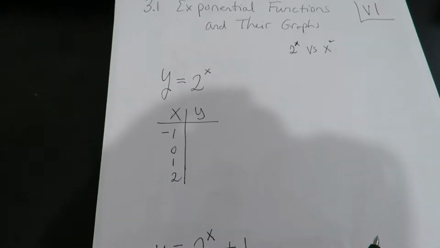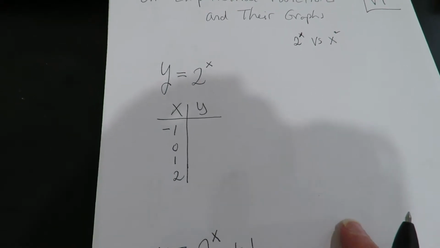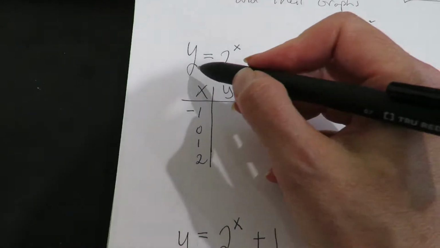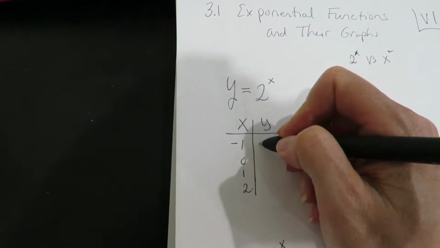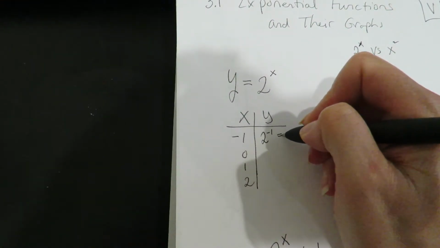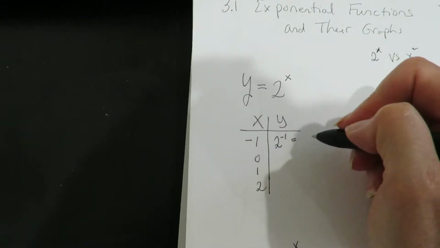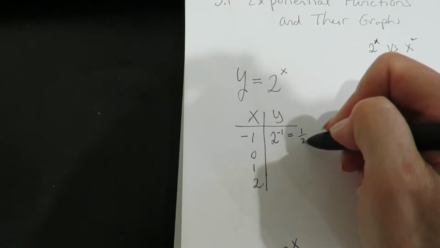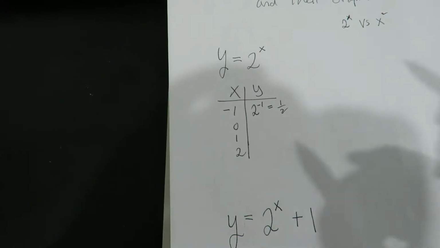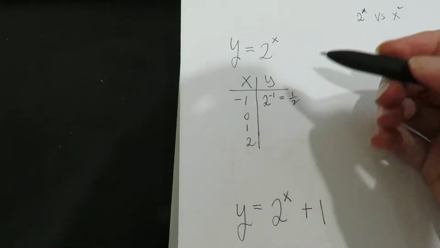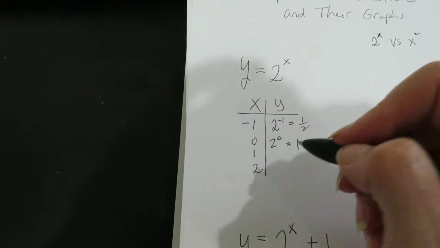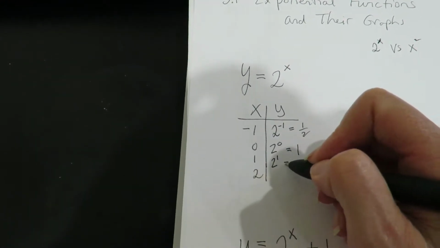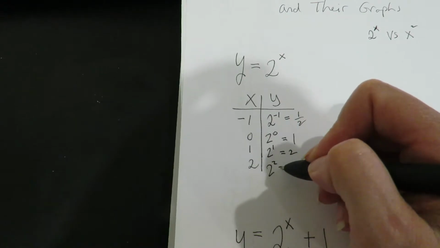So I'm going to start this lecture with graphing. Let's start with this function here, 2 to the x. I'm going to plug in these x values into this function. So 2 to the negative 1, that means I have to reciprocate it, which makes it 1/2. Remember, a negative exponent means you have to flip it. 2 to the 0, anything to the 0 is 1. 2 to the 1 is 2, and 2 squared is 4.